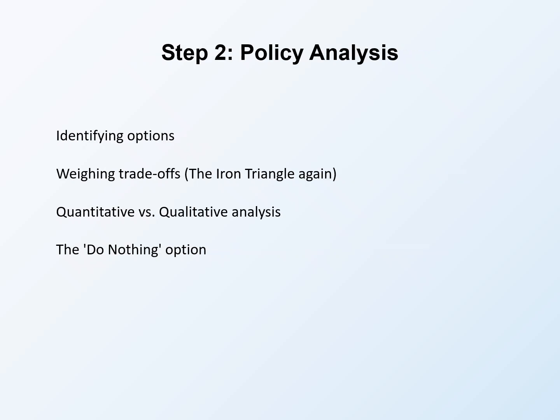Step 2 is policy analysis. This is where you brainstorm solutions. You look at the evidence. What works? What costs too much? This is where you weigh the trade-offs we discussed. You must always include the do-nothing option. Sometimes the cure is worse than the disease.